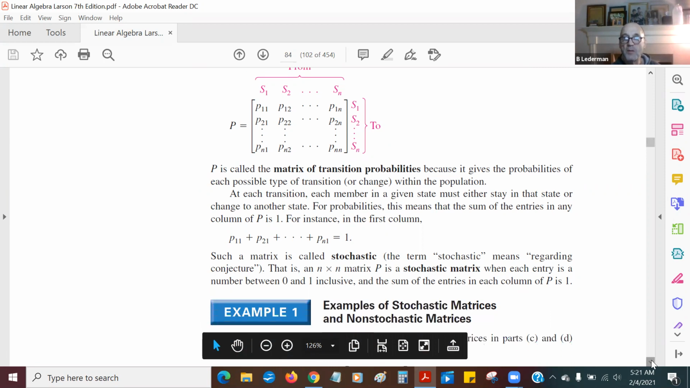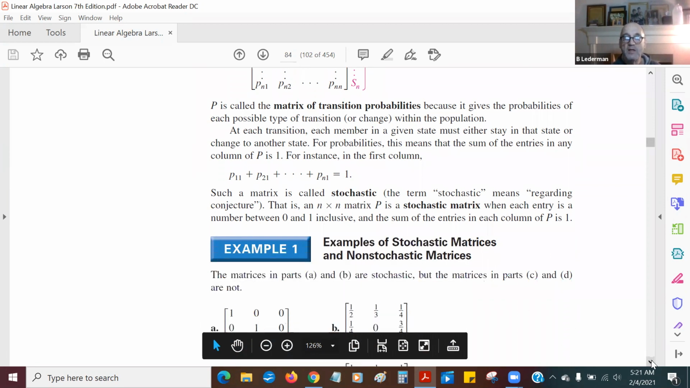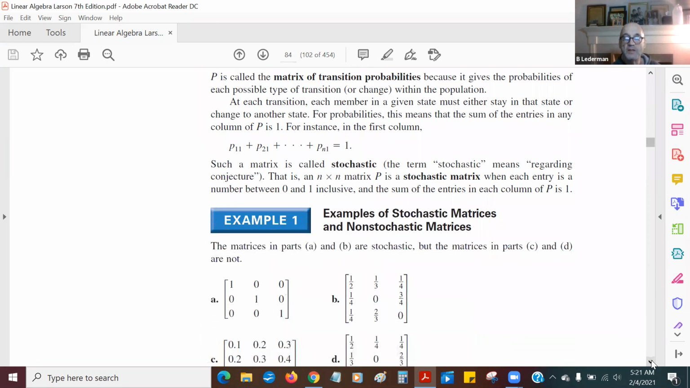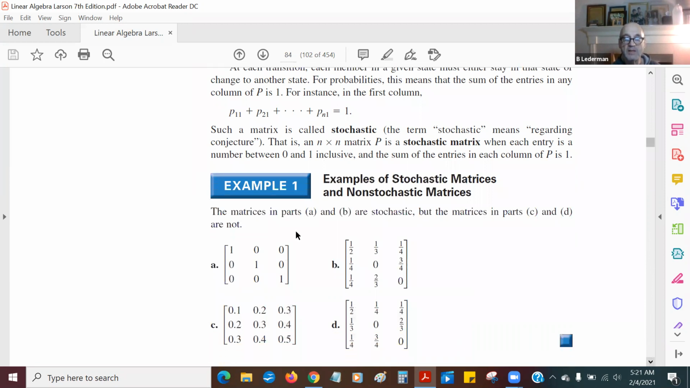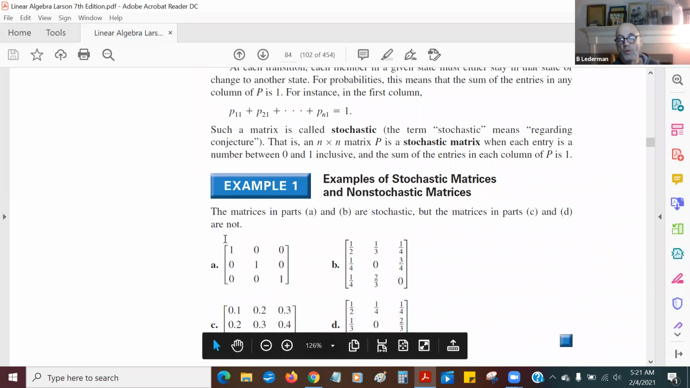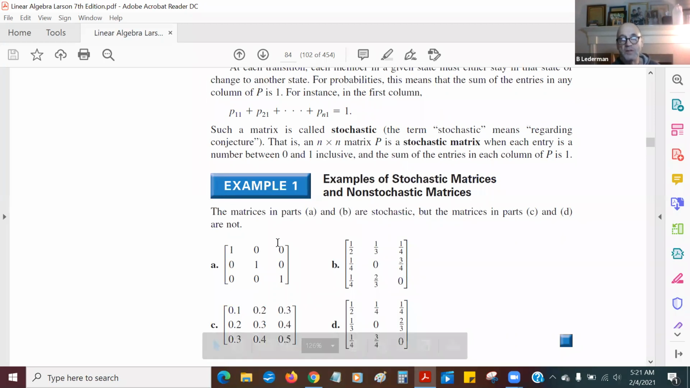So just to give you an example of a couple of stochastic and non-stochastic matrices. A and B, in this example right here, are stochastic because that's 1, 1, 0, 0, a bunch of ones, 0, 1, 0, obviously these columns all add up to 1. That was easy. A half plus a quarter adds up to 1. A third plus 0 plus 2/3 adds up to 1.